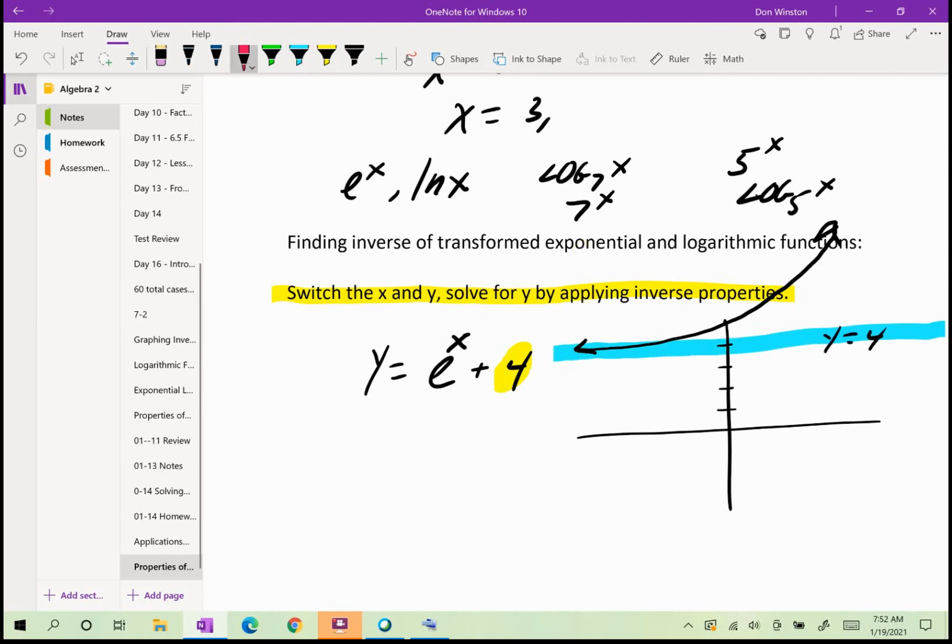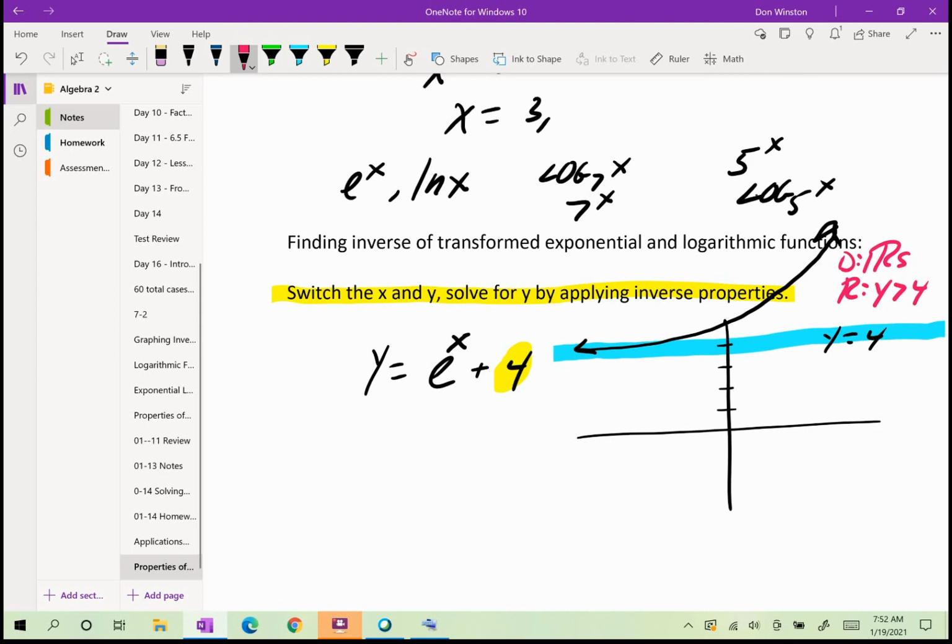Now, the domain, again, this is an exponential function, will be all real numbers, but the range will be y is greater than 4. That's what the function y is equal to e raised to the x plus 4 looks like.